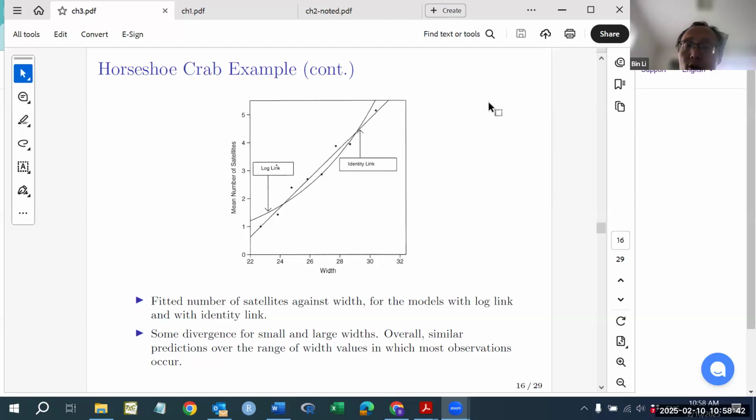And we can also fit a different link function. Let's try the log link. That's the most commonly used. Okay, so compare the log link and the identity link. You can see the majority part around the data range, they are very close. But for the log link, it's a nonlinear function between the width and the expected number of satellites. Okay.